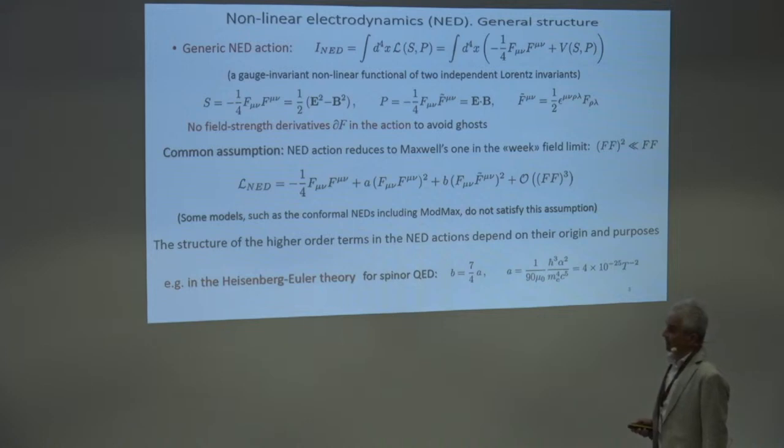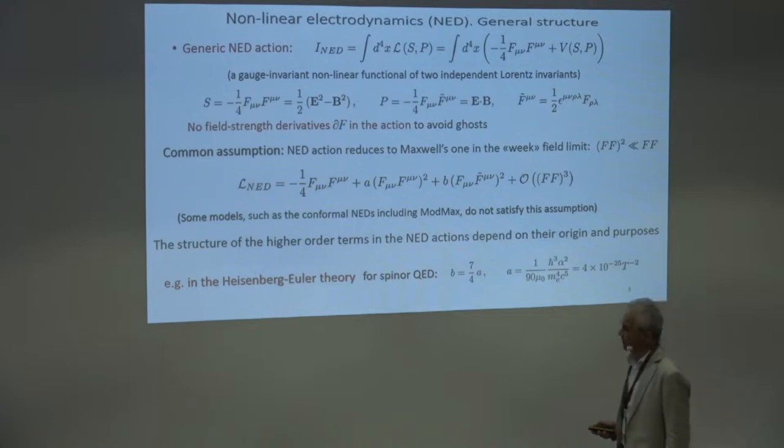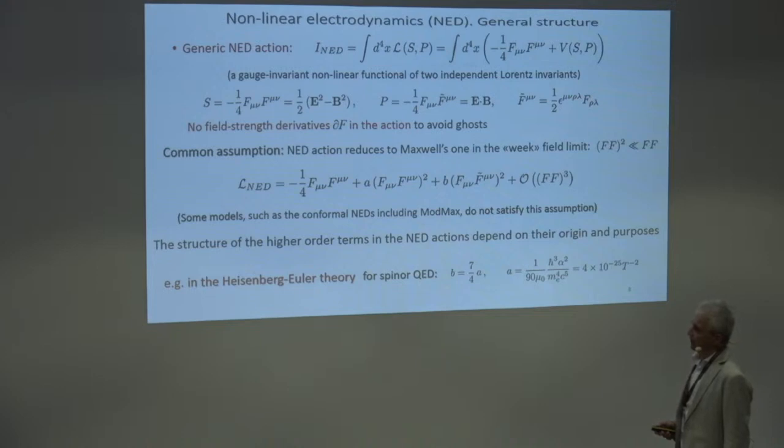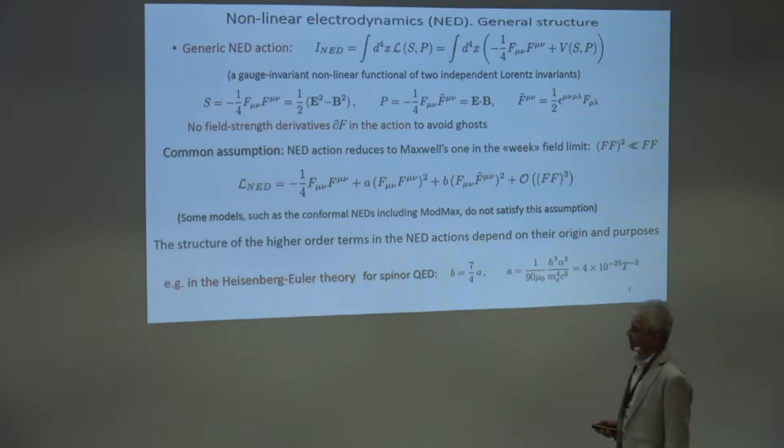Let me give an example of the Heisenberg-Euler theory, which, as I said, is the closest to phenomenological applications. So in the Heisenberg-Euler theory, these coefficients are very small. As you can see, B is related to A in this way, and A is constructed from the fundamental constants of electrodynamics, so the Planck constant, the fine structure constant, the mass of the electron, the speed of light, and so on. And the value of A is 4 × 10⁻²⁵ in units of Tesla for the magnetic field.